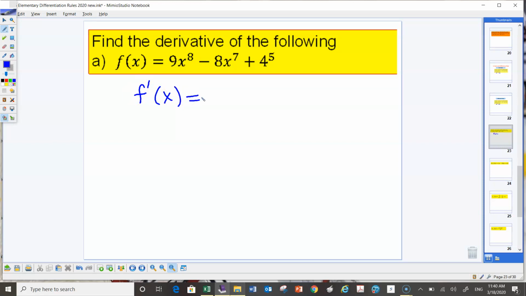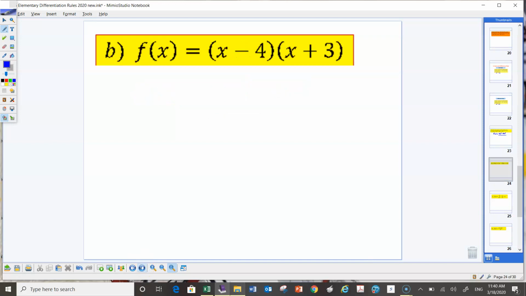So the derivative of 9x to the 8th: the 8 comes out front, it would be 72, subtract 1 from the exponent, so 72x to the 7th. I bring the 7 out front, and that's going to become 56x raised to the power of 6. The last term, which is 4 to the 5th, is a constant, and the derivative of a constant is 0. So that would be my derivative.